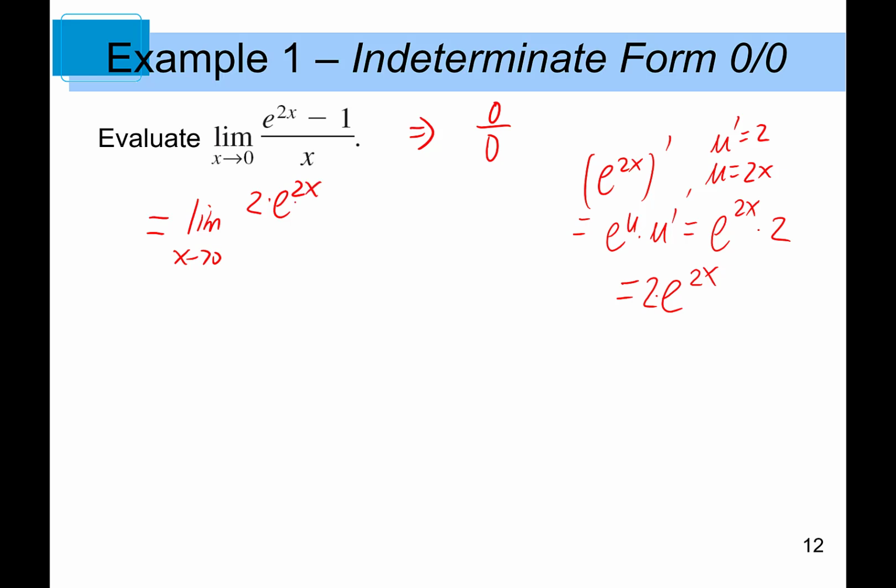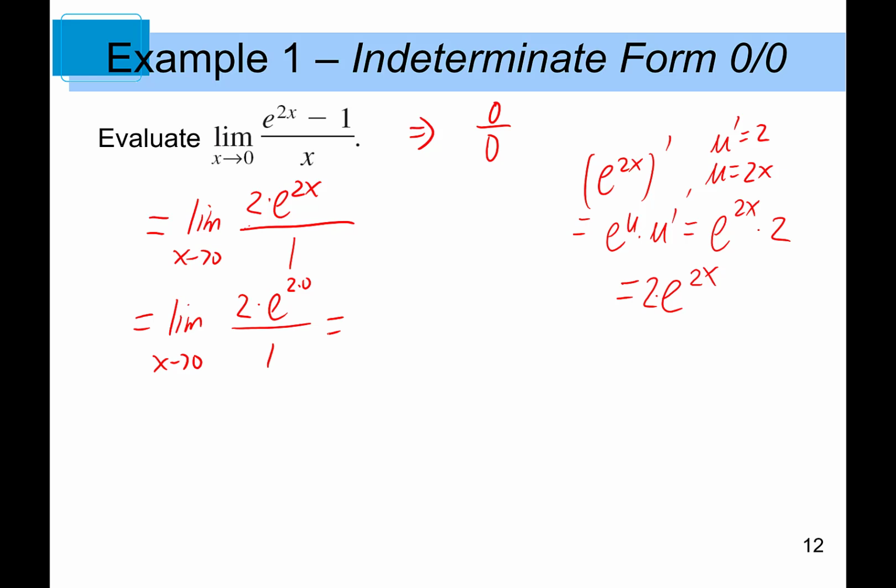And the derivative of the constant negative 1 is 0. The derivative of x is just 1. Now the denominator is not 0 anymore, so you can do direct substitution, replace x with 0. So the limit is 2 times e to the 2 times 0 over 1.